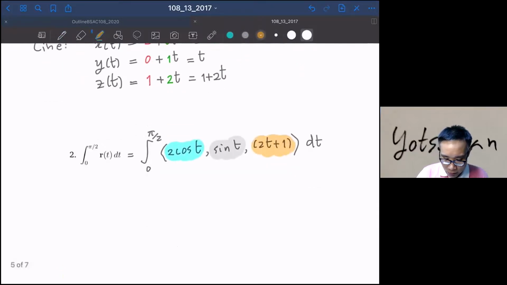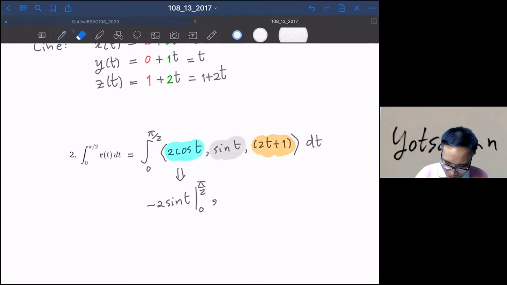So you would get, integrate cos, you get sin, so it's going to be 2 sin t. That is going to be 2 sin t from 0 to pi over 2. This is the symbol or the notation that we use in Cal 1.